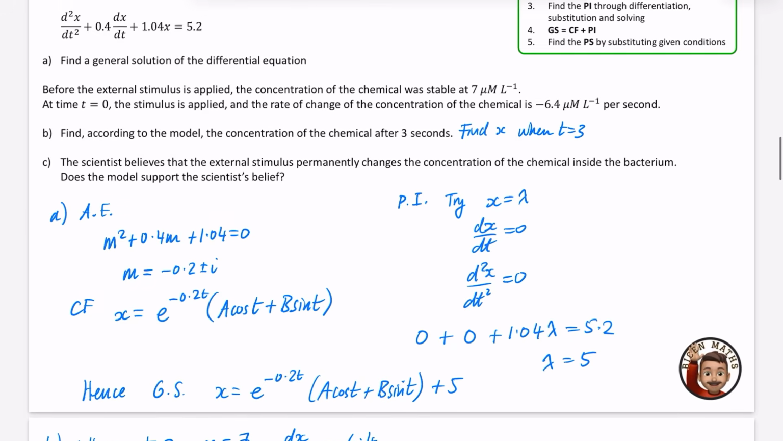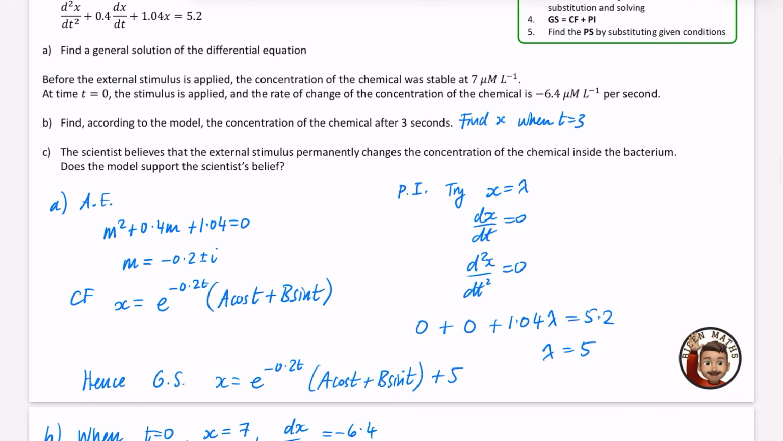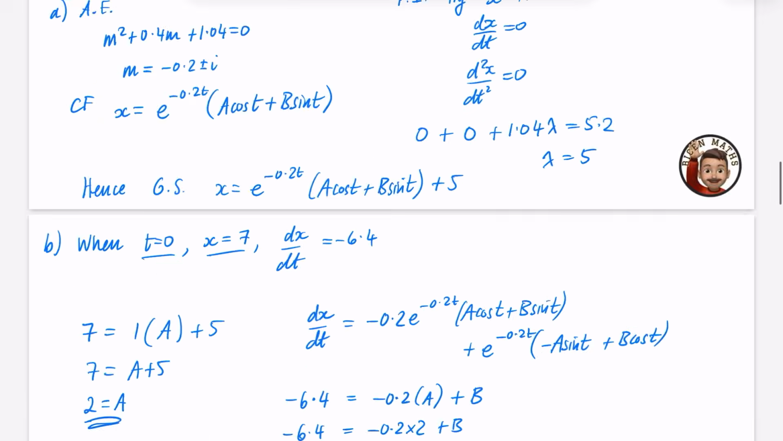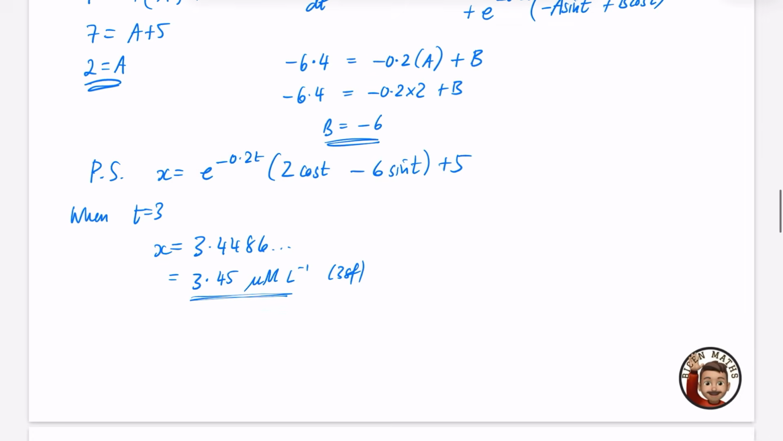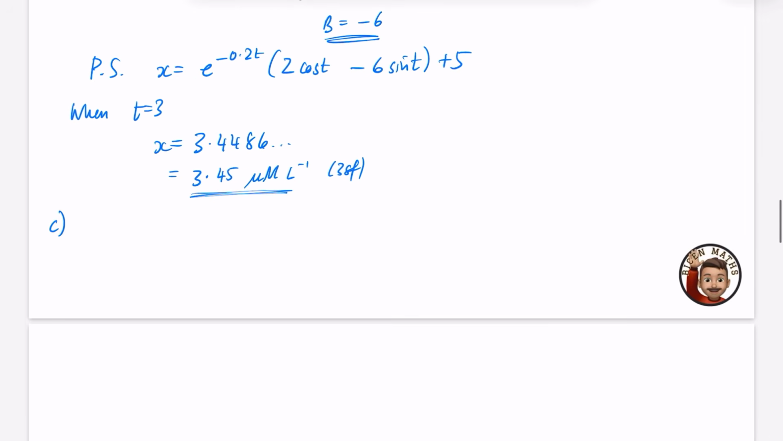micromoles per litre. So I will write that this is 3 significant figures afterwards. 3.45 micromoles per litre. It then says for part C, the scientist believes that the external stimulus permanently changes the concentration of the chemical inside the bacterium. Does the model support the scientist's belief? So, for part C of this question, we will say before the concentration was 7 micromoles per litre.